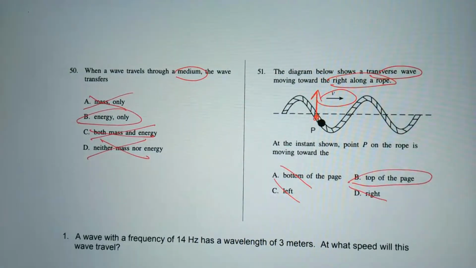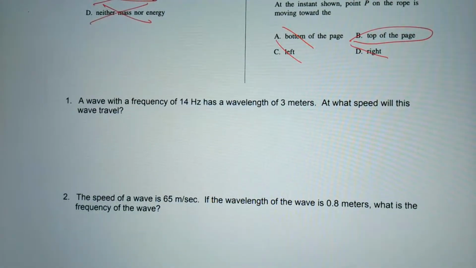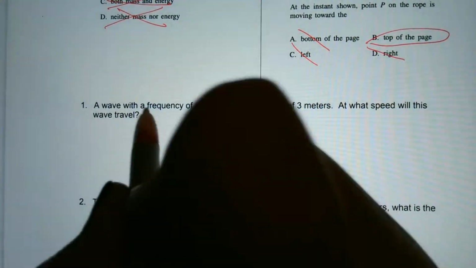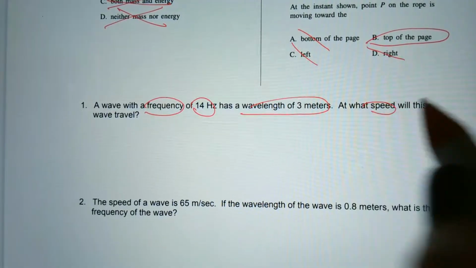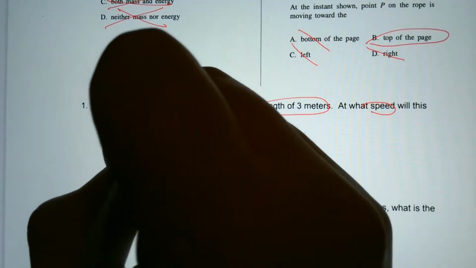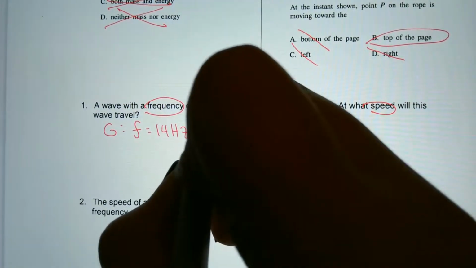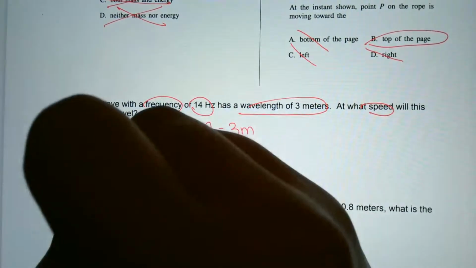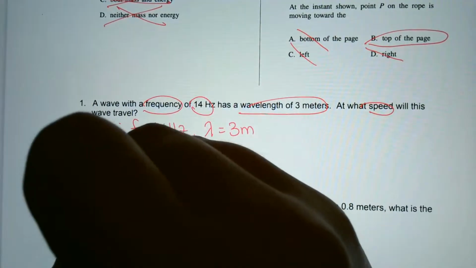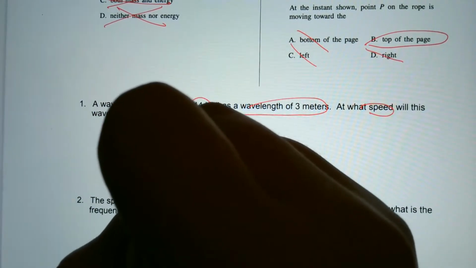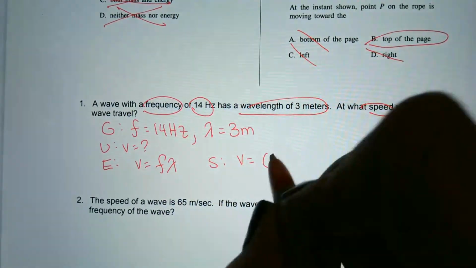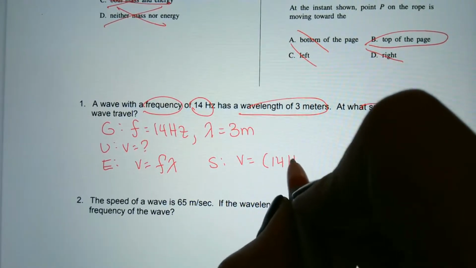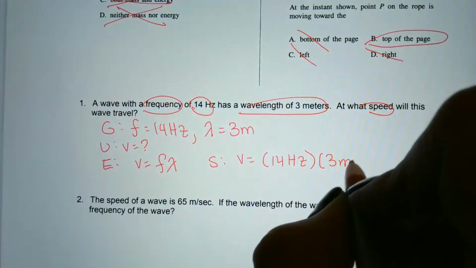All right, so there's some other questions. A wave with a frequency of 14 hertz has a wavelength of 3 meters. At what speed will this wavelength travel? So my frequency is 14 hertz. My wavelength lambda is 3 meters. My unknown is the wave speed, and the equation is v equals f times lambda. So I'm going to substitute. So I have 14 hertz times 3 meters.